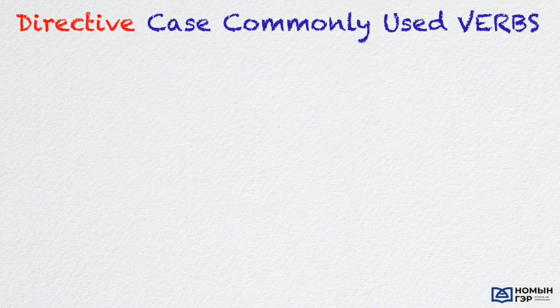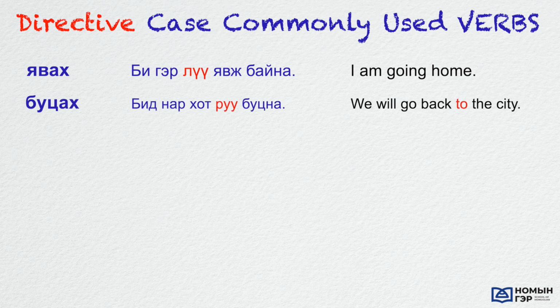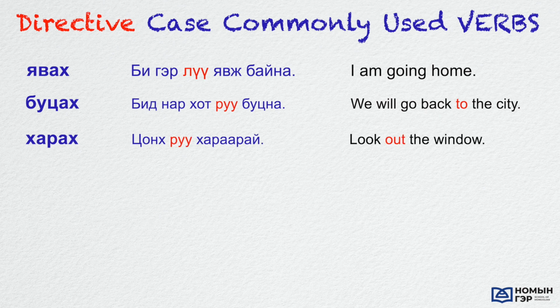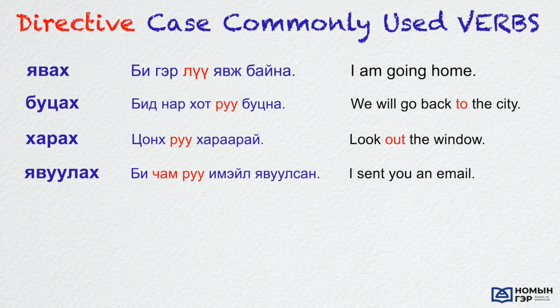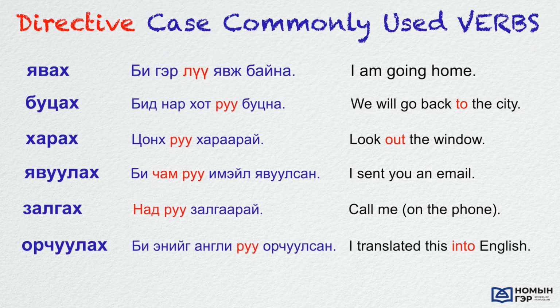Now let's see some commonly used verbs for the directive case. Явах, би гэр лүү явж байна. Буцах, бид нар хот руу буцна. Харах, цонх руу хараарай. Явуулах, би чам руу имэйл явуулсан. Залгах, над руу залгаарай. Орчуулах, би энийг англи руу орчуулсан.